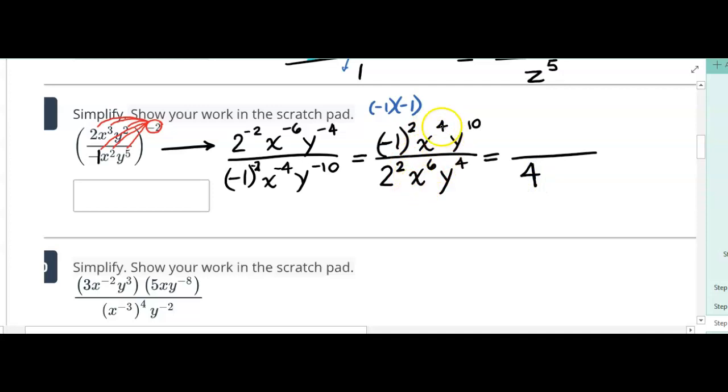Where are there more x's? On the bottom. How many more? 2. Where are there more y's? On the top. How many more? 6. And that's our final answer.